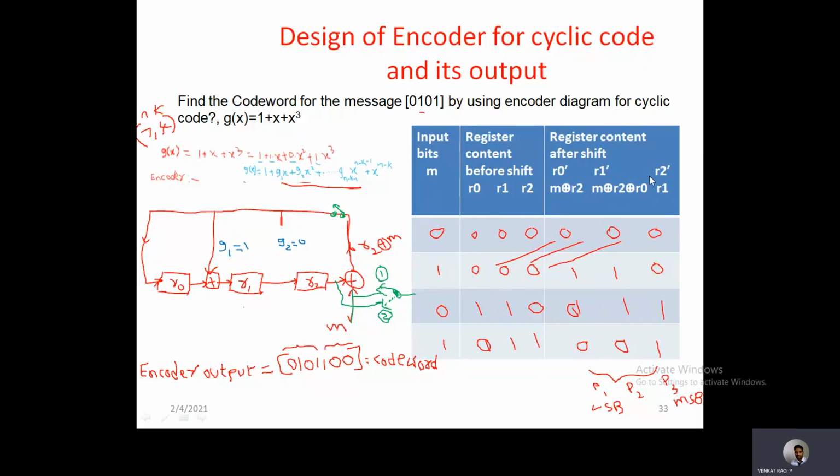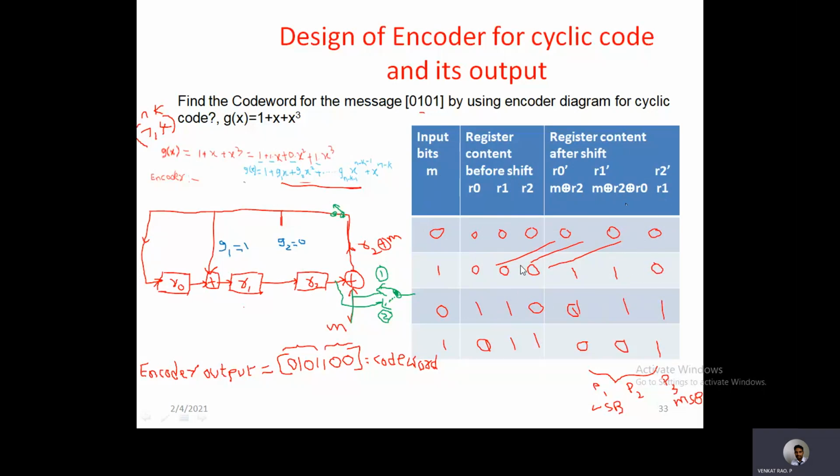So when you perform the shift operation and find the contents again by using the same formulas, R0 dash is equal to M XOR with R2. So 1 XOR with 0, that is 1. Next, R1 dash is equal to M XOR with R2 XOR with R0. So 1, 0, 0. The XOR operation gives 1, because for an odd number of ones the output will be 1 and for an even number of ones the output will be 0 for the XOR operation. So based on that you can identify the outputs. Next, R2 dash is nothing but equal to R1.